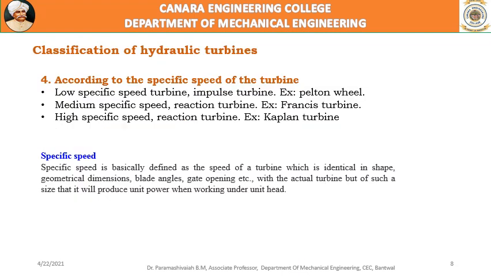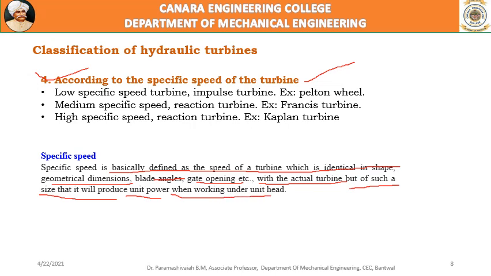The next classification is according to the specific speed of the turbine. So what is specific speed? Specific speed is defined as the speed of a turbine which is identical in shape, geometrical dimensions, blade angles, gate opening, etc., in all the parameters, to the actual turbine, but of such a size that it will produce unit power when working under unit head.